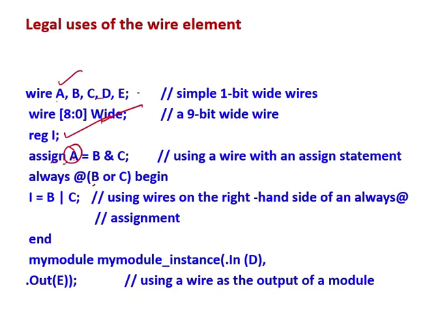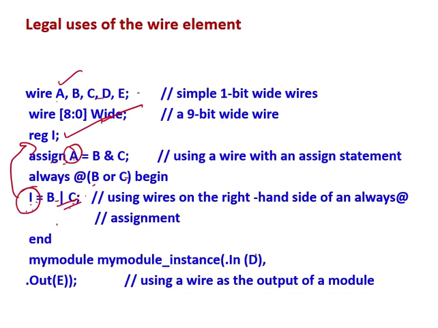Then always at the rate b or c begin, y equal to b or c. The right hand side inside an always block, inside a procedural block, can be a reg and can be a wire, but the left hand side has to always be a reg. The left hand side has to be a reg, and the right hand side can be a reg or a wire.